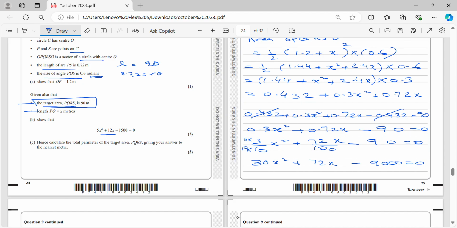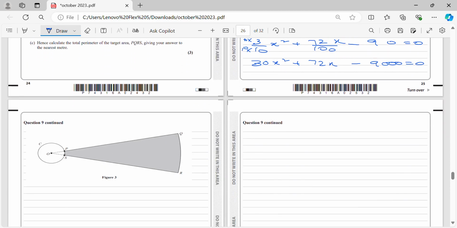The highest common factor here is 6. If I take the highest common factor, 6 times 5 is 30, 72 divided by 6 is 12, and 9000 divided by 6 is 1500. Factorize it.